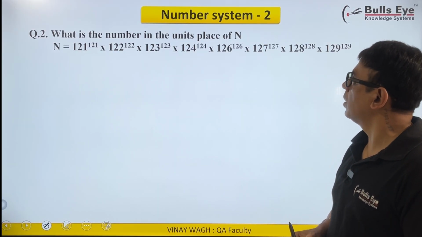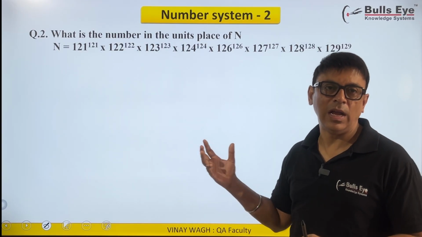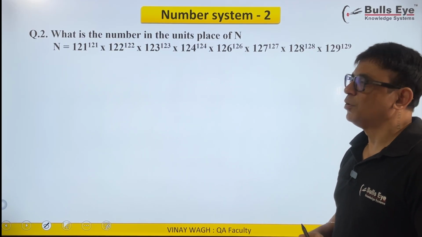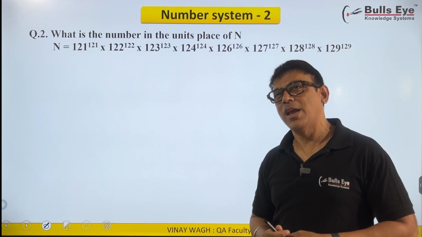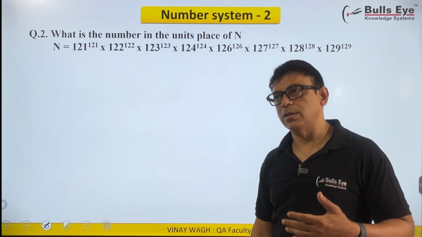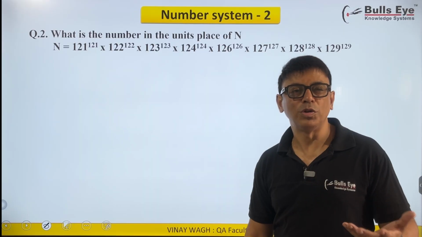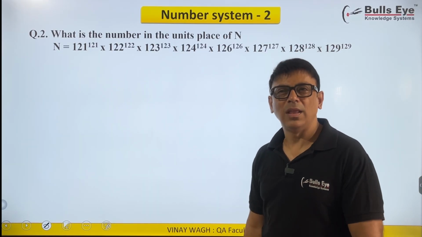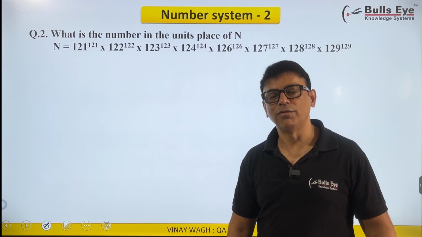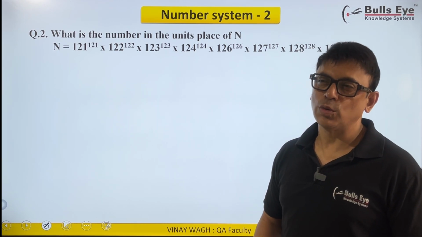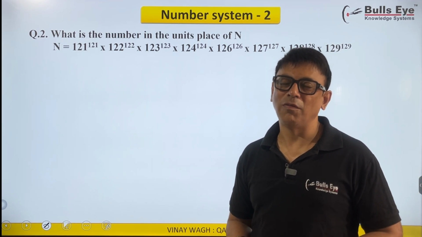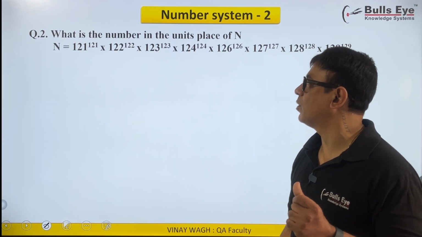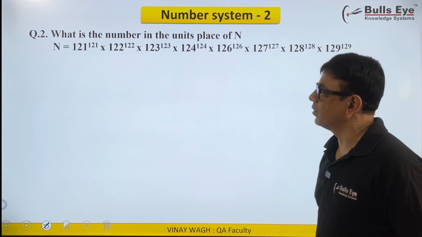Second, what is the number in the units place of n, and n is a string of multiplication of such numbers. So these questions used to be very scary in the 2001, 2002 years, where CAT for the first time came up with this question. Now they are known to most of them. Even if the student is a fresher, this question comes in the textbooks and so many websites quite frequently. So it's not a surprise, it's just a revision for us. Number in the units place.